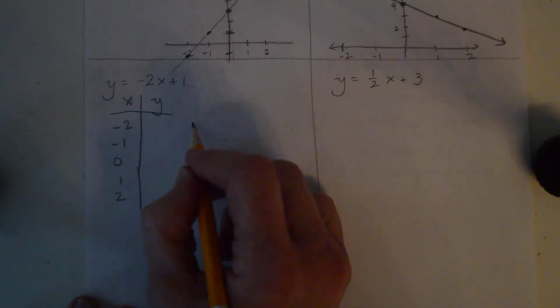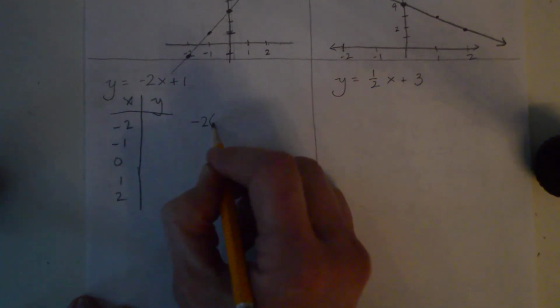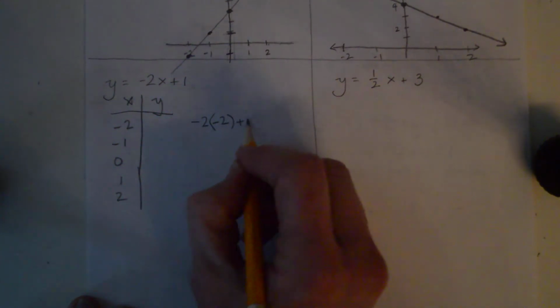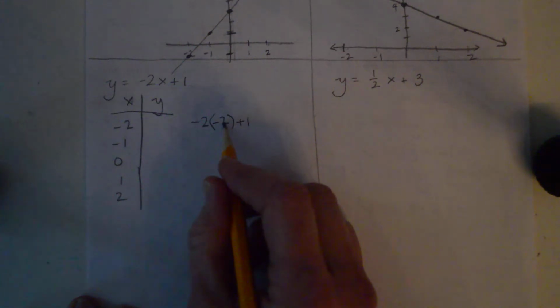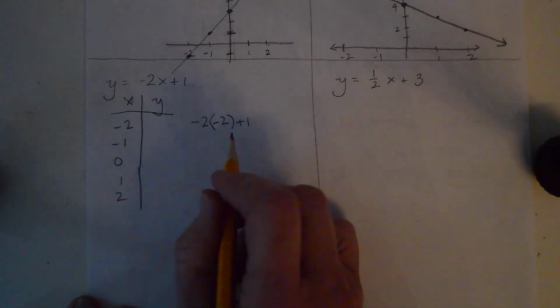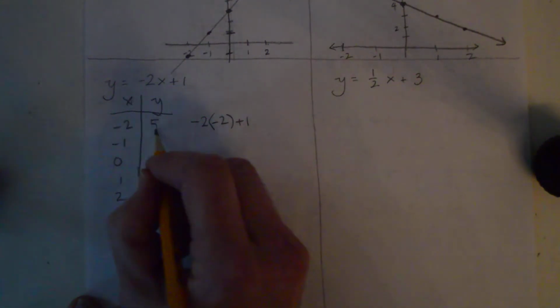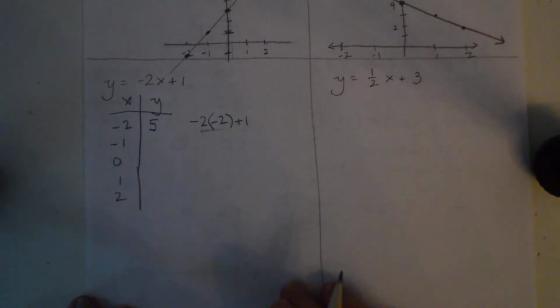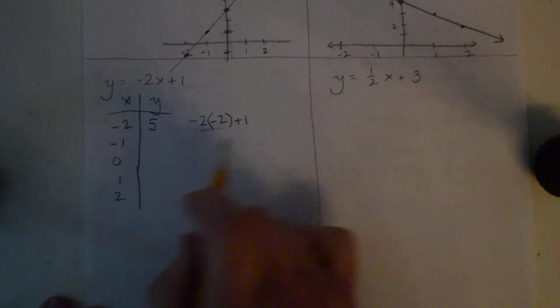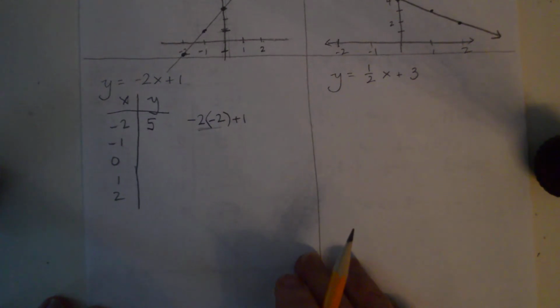So here it says to do negative 2 times the x value, which is negative 2, plus 1. So negative 2 times negative 2 is positive 4, plus 1 is 5. All right, be careful with that. That's where I think you're going to make your mistakes. Not plugging it in, but just maybe doing the wrong sign on the integers.